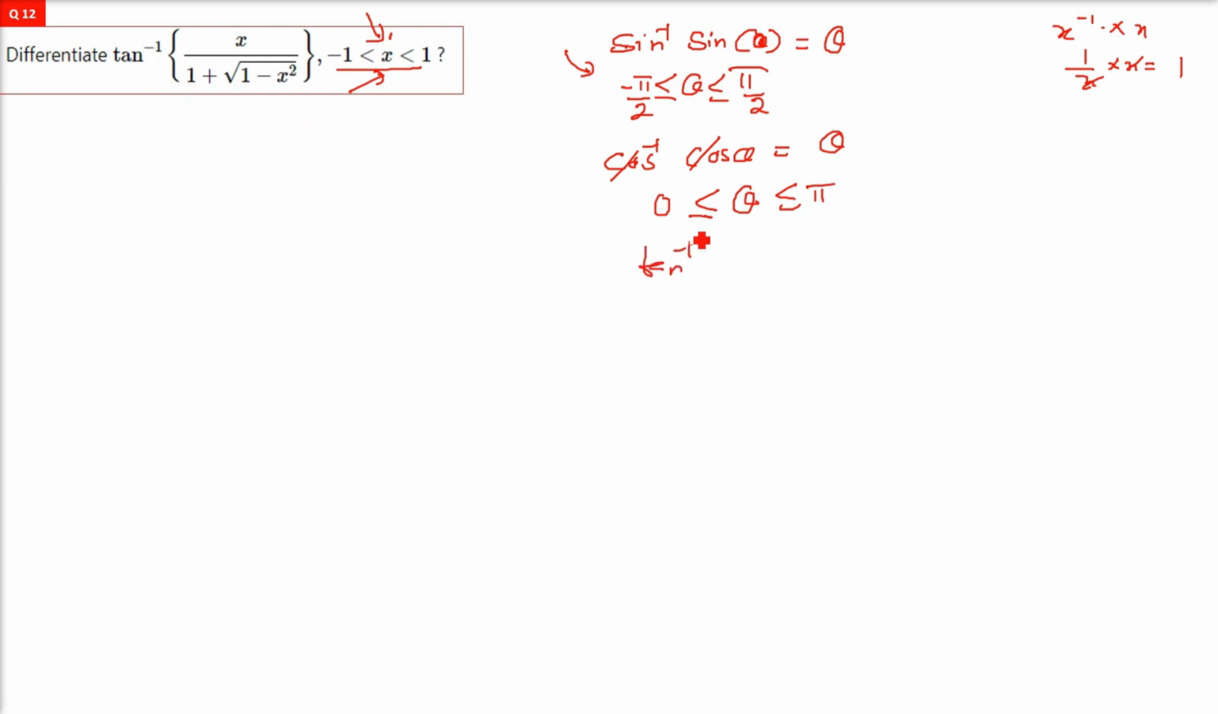And this question is tan inverse. So if you have tan inverse tan, that theta will come out only when theta is between negative pi by 2 and pi by 2. So in sine it was inclusive, here it is not inclusive.